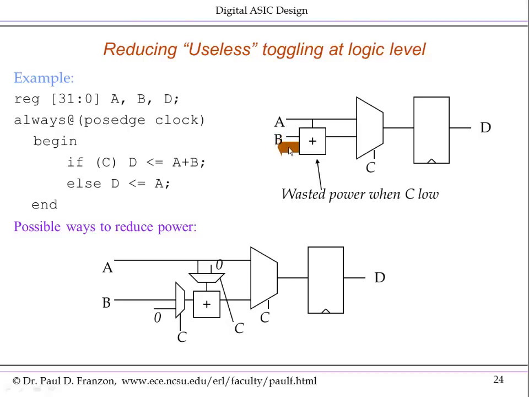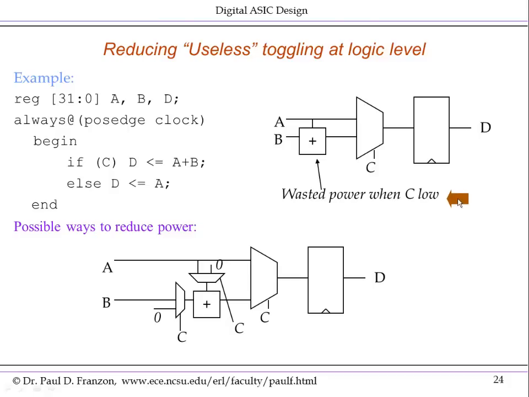Note that whenever A or B changes, this adder reevaluates no matter what. A and B just connect to the combinational inputs. Whenever they change, the adder will reevaluate. And this is true whether C is high or not. If C is low and A and B change, then that's wasted power.